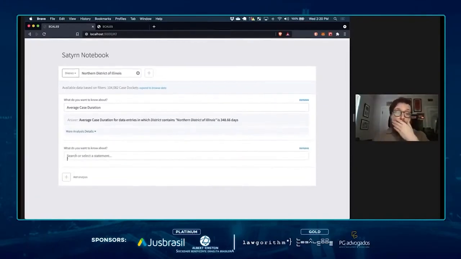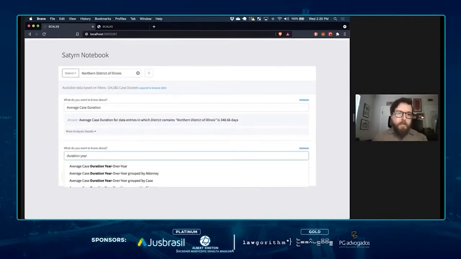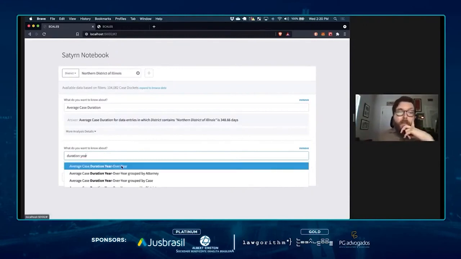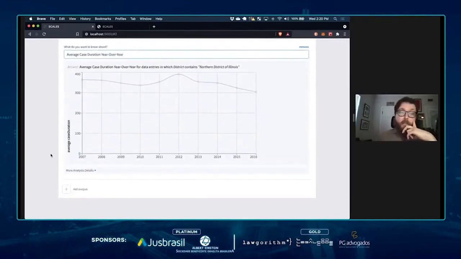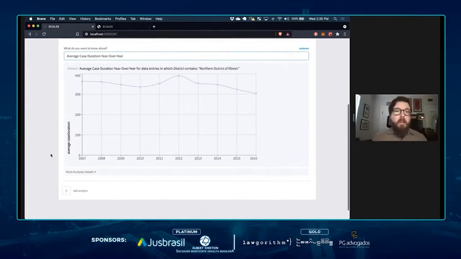So now I might want to say, I want to know about that over time. How has duration changed year over year? Oh, I'll spell year right. I'll make a selection, and this time the system will respond with a line chart. And this is because it understands when I'm talking about something over time, a good way to present it is a line chart. If I'm talking about a distribution, a good way to present it is a bar chart, and so on.